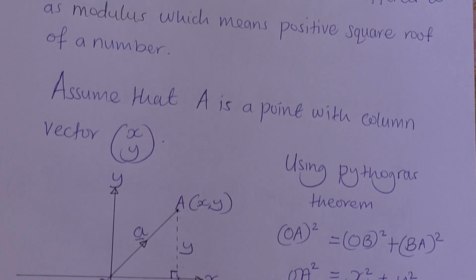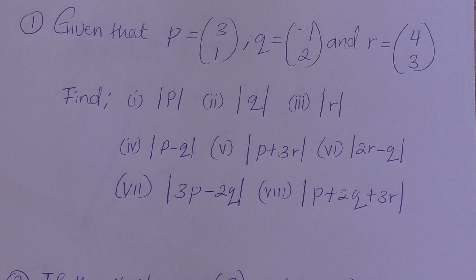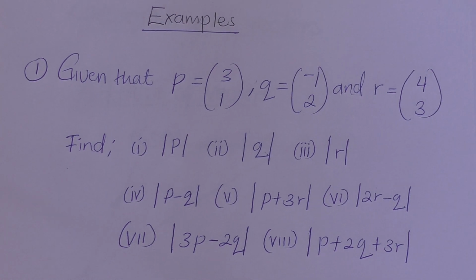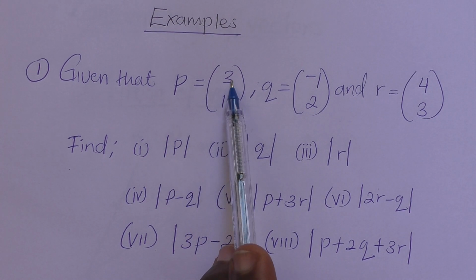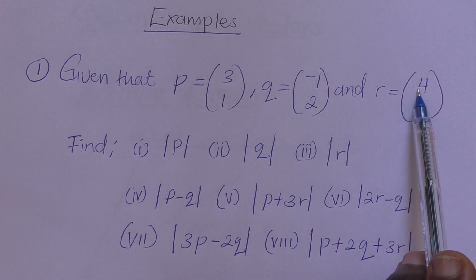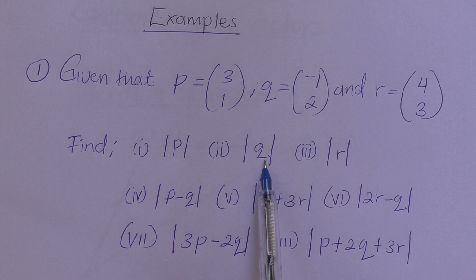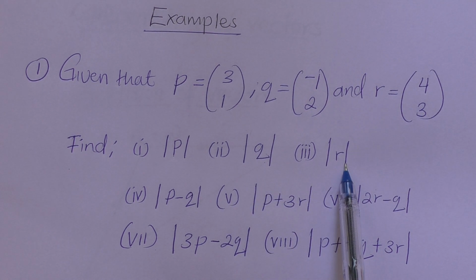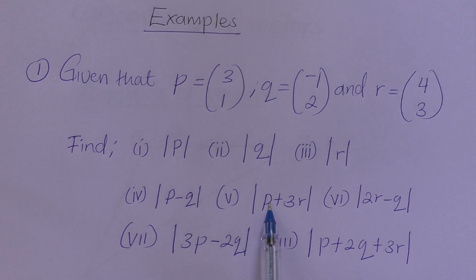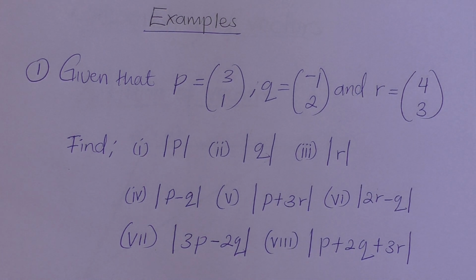Now let us look at examples. We have example 1, which says that given that vector P equals (3, 1), vector Q equals (-1, 2), and R equals (4, 3), they want us to find the magnitude of P, magnitude of Q, magnitude of R, and then magnitude of P minus Q, magnitude of P plus 3R, and so on. So this is how it is done.